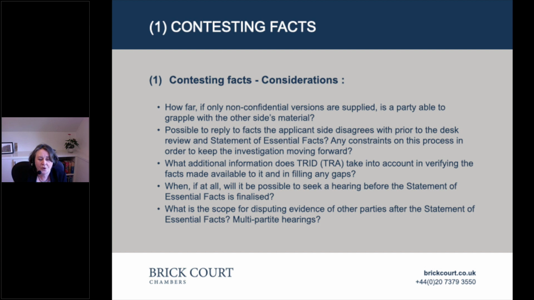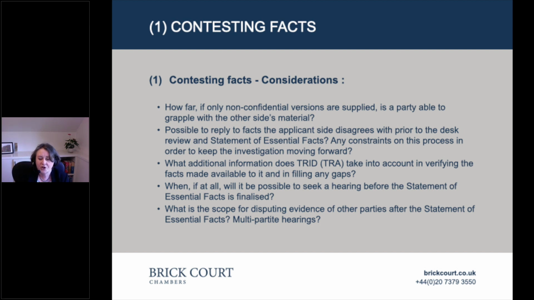The fourth bullet, taking it slightly out of order: when is it possible to seek a hearing before the statement of essential facts? The guidance on the Trade Services website suggests that hearings are most likely to be suitable after that statement has been provided in dumping and subsidy cases. And there is at that stage an opportunity to comment on the information provided and the calculations in the statement before a final determination is made. And I wonder, or pose the question, whether or not it is in practice going to be possible to seek hearings at the earlier stage.